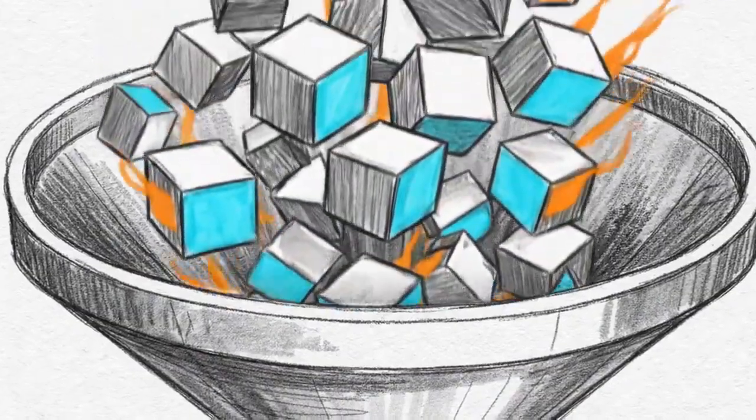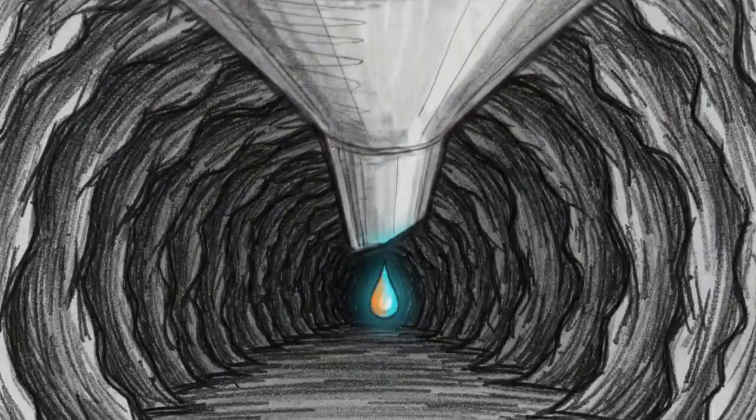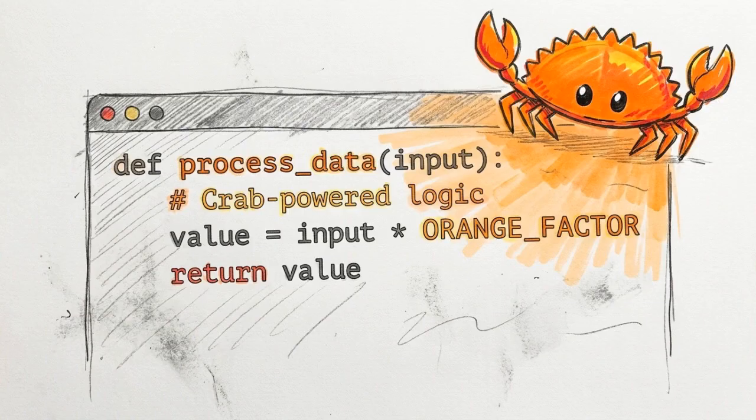Imagine feeding an industrial plant through a massive funnel, but only a slow drip comes out the bottom. This is the reality of standard text tokenizers. They process data at roughly 25 megabytes per second, creating a bottleneck that chokes massive AI pipelines before the real computation even begins. Gigatoken is an open-source Rust library designed to solve this.